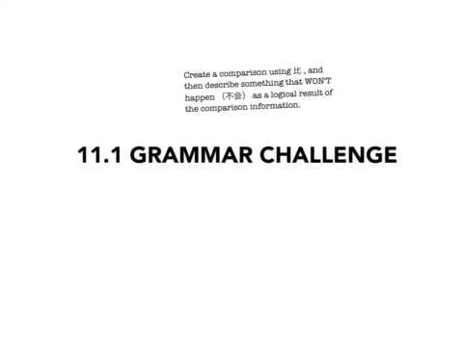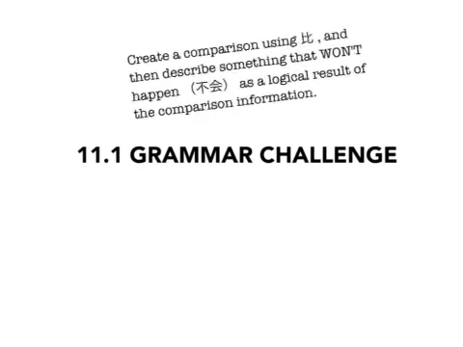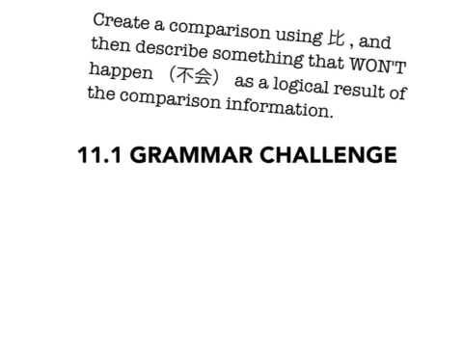And that brings us to the grammar challenge for 11.1, where you will be creating a comparison using the 比 pattern, and then describing something that won't happen using 不会. So 会 is can happen, will happen in the future, 我明天会去上课. 明天不会去上课. I can't go to class tomorrow. As a logical result of that initial 比 comparison.